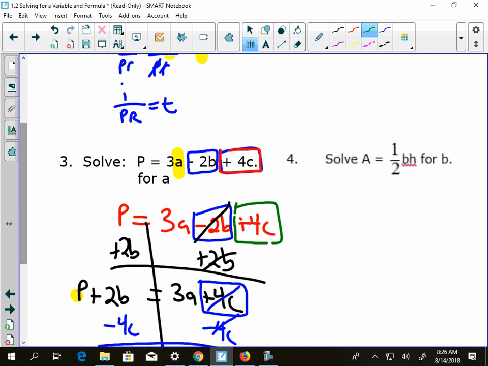One last thing I'm going to show you, then I'm going to cut the recording off and we'll still continue this lesson. We have to solve for b, right? Now, what do you get rid of first? Your fraction. Always get rid of your fraction first. How do I get rid of that?